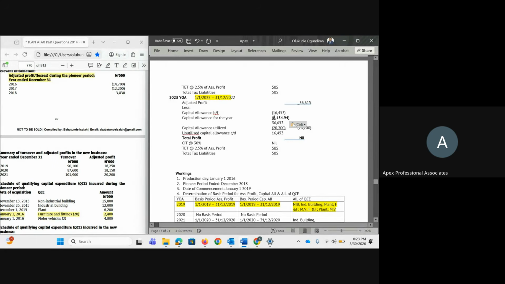So what do you have? 24,607.94. So now we have more than enough, right? Yes. So we can take the capital allowance. It's 24,607.94.